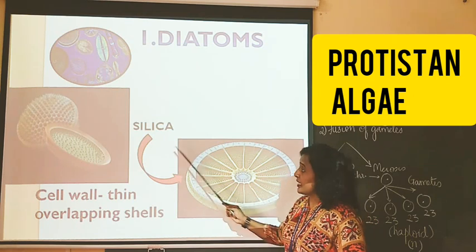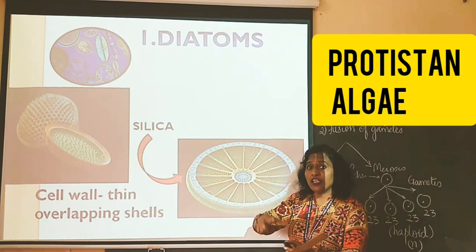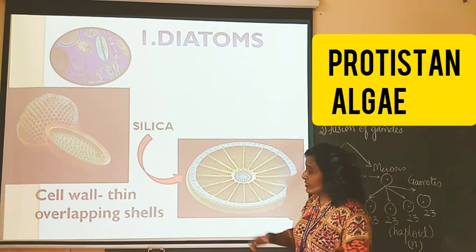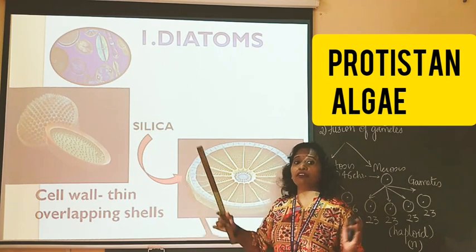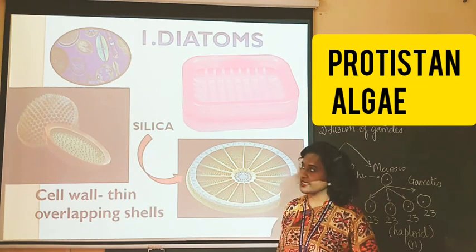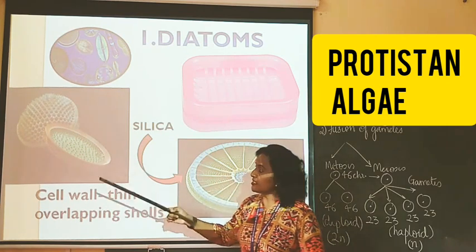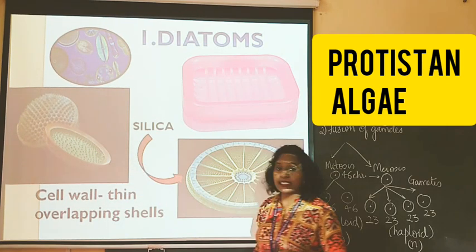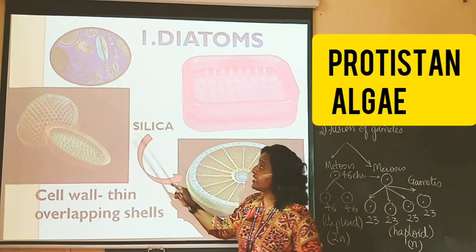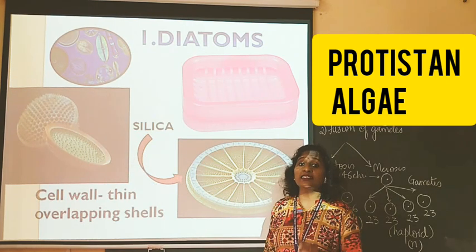Diatoms have a thin cell wall, overlapping with each other, and both cell walls fit together exactly like a soap case. We can see here, like the soap case, there are two thin cell walls and there are deposits of silica, and that's why they are indestructible.